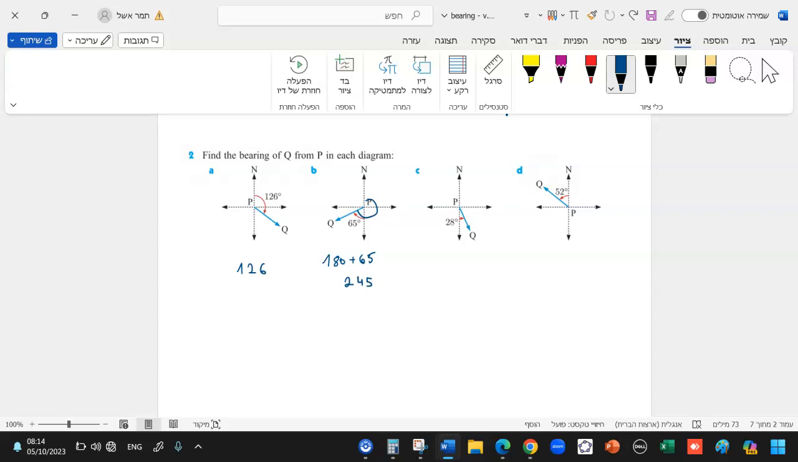Here we have an angle of 28 degrees from the south to the direction of movement. The bearing is this angle, which equals 180 minus 28. This is 152. And here the bearing is actually this angle from the north, which equals 360 minus 52. This is 308.